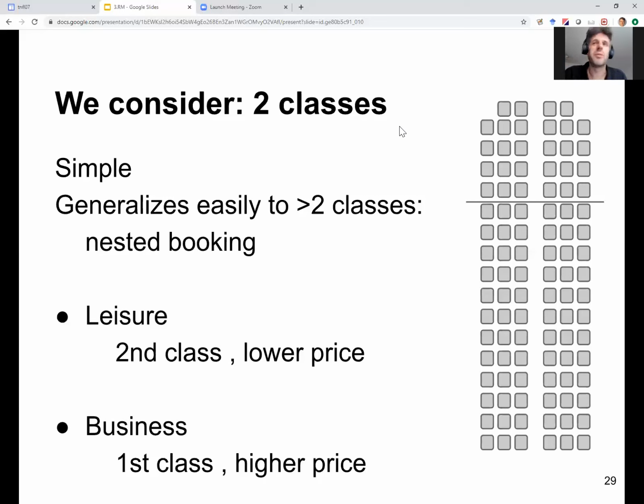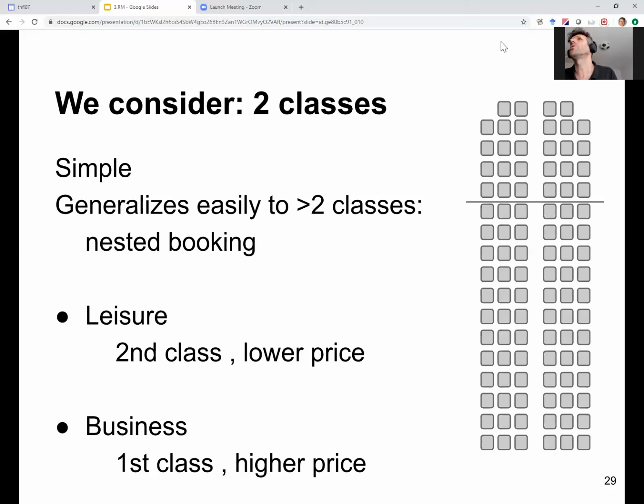Yes, there is a big demand. I mean, if there is a demand, then things are easy. We just reserve everything to the business passengers. But here we considered just two classes.